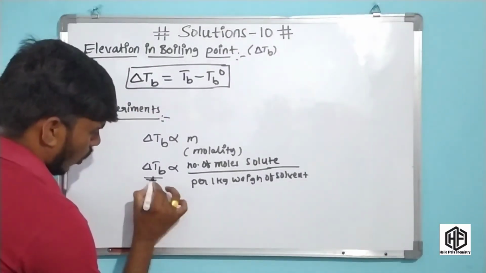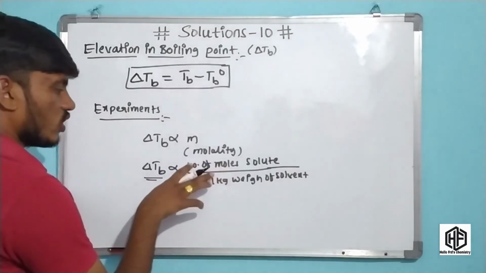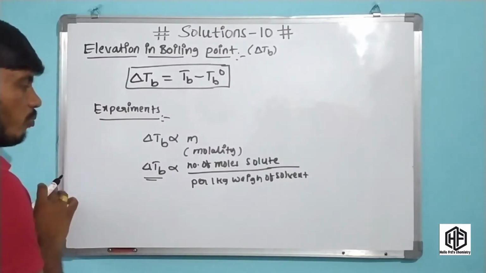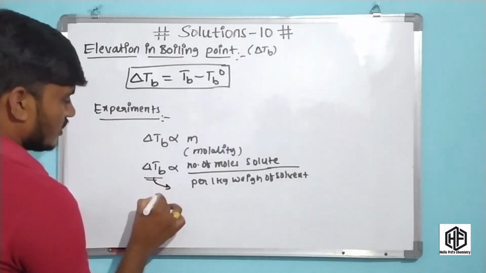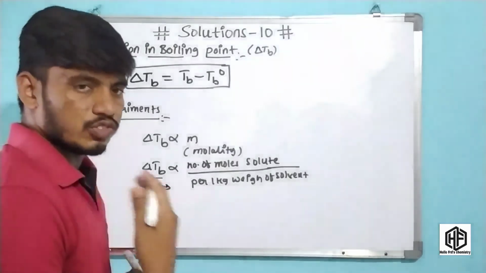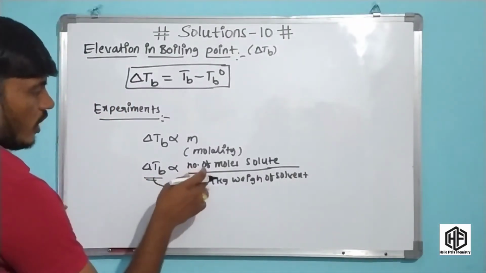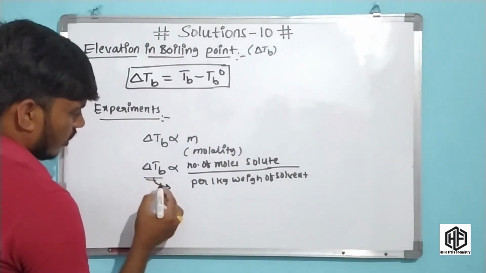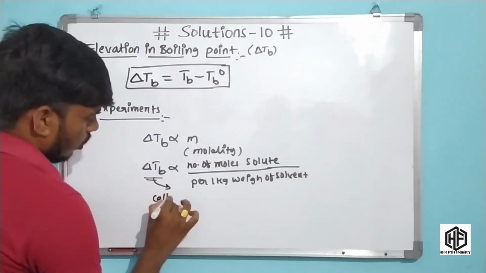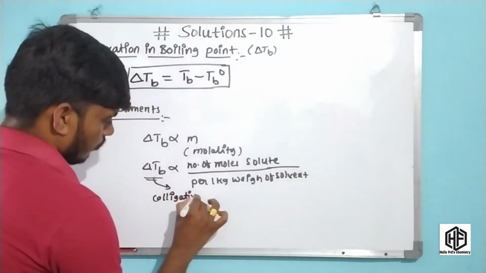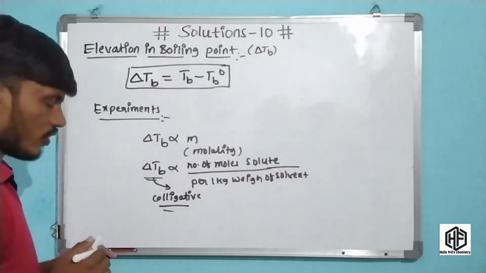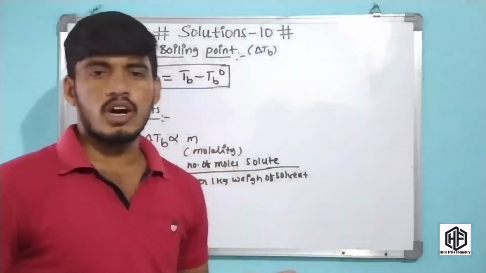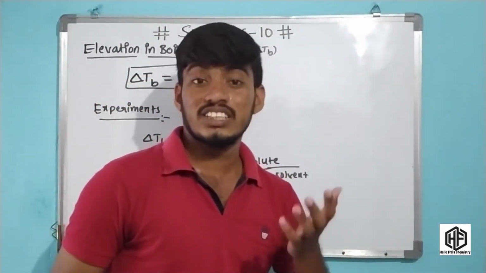Now this elevation in boiling point is directly proportional to the number of moles of solute. This is called a colligative property. It means a colligative property depends upon the number of moles of solute. The elevation in boiling point is directly proportional to the number of moles of solute, which confirms it is a colligative property. Experimentally, the elevation in boiling point is directly proportional to the molality, which is the number of moles of solute present per kg weight of solvent.